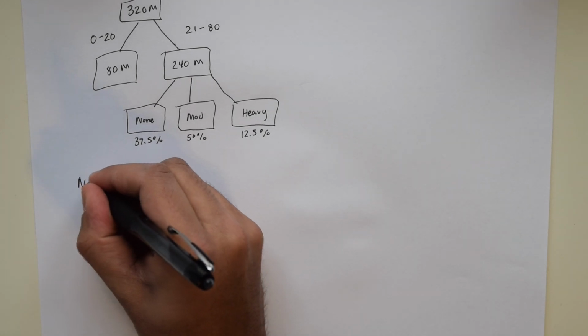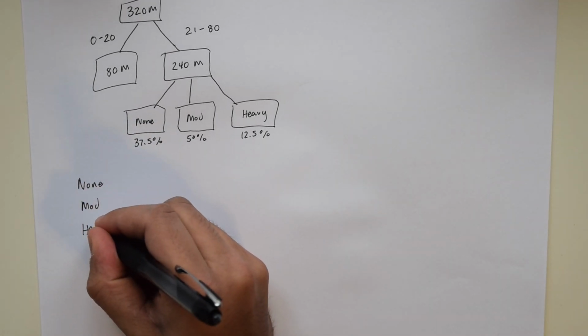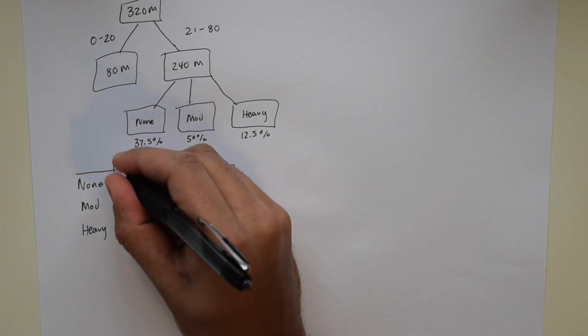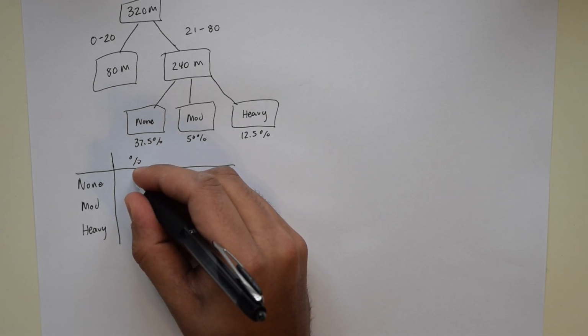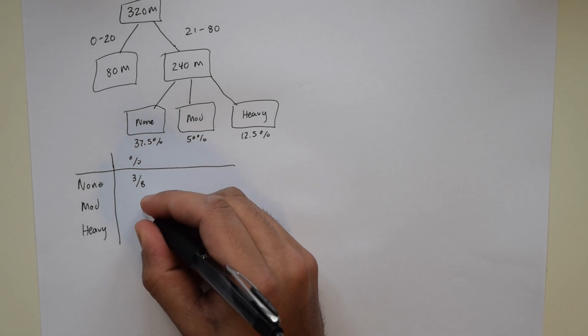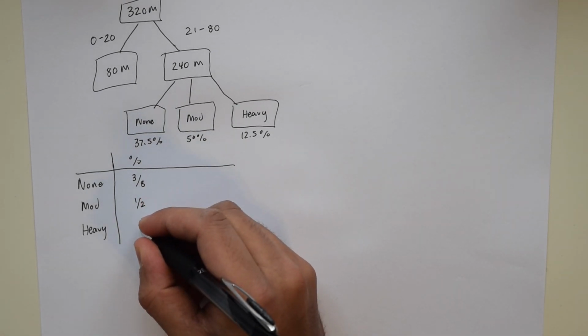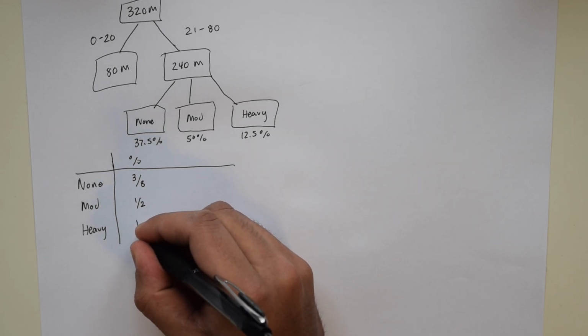So here we have none, we have moderate, and then we have heavy. The first column is going to be the percent of population. So we said earlier, none makes up 37.5% of the population, or 3/8 of the population. Moderate makes up 50% of the population, or 1/2 of the population, and heavy drinkers make up 12.5% of the population, 1/8 of the population.